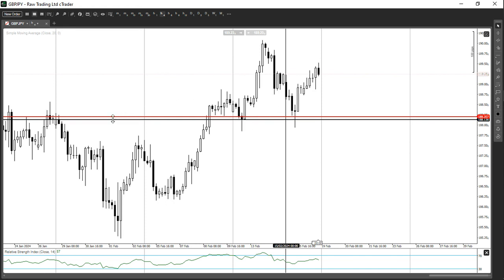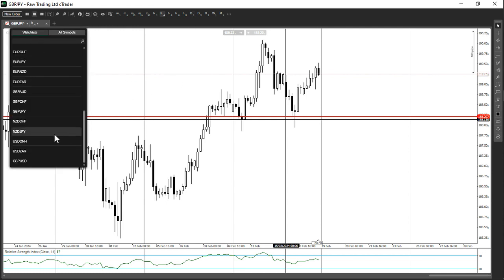What is the carry trade here? GBP has an interest rate of 5.25%, whereas JPY has an interest rate of negative 0.1%. This would have been a very sweet swap payment every single night, because there's a very huge interest rate divergence between the two, right? But yeah, that's the one I have.